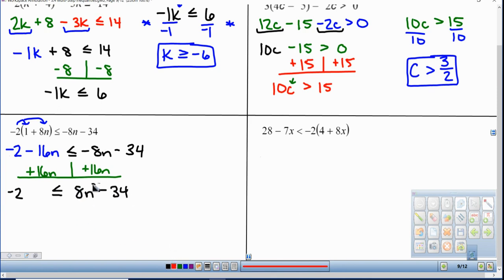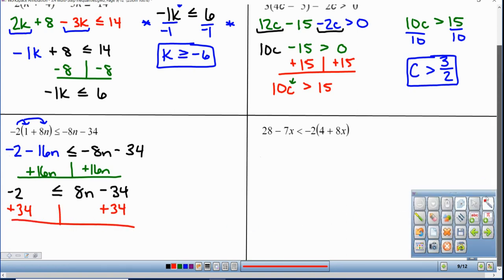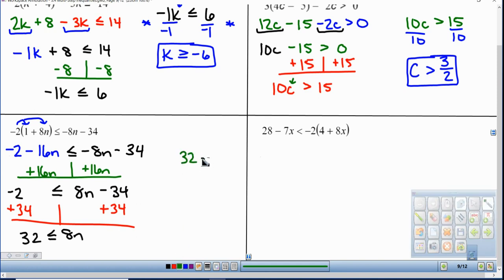To continue with this problem, I'm going to get my variable term by itself. I'm going to add 34 to both sides. And when I go to rewrite, I will have 32 is less than or equal to 8n. My last step, to get n by itself, I need to get rid of the 8. That 8 is multiplied to the variable n, so I'm going to divide by 8 on both sides. You'll get 4 is less than or equal to n. In other words, n is greater than 4. Of course, making sure that it's still equal to.